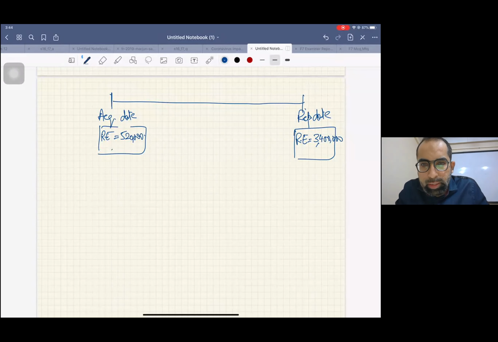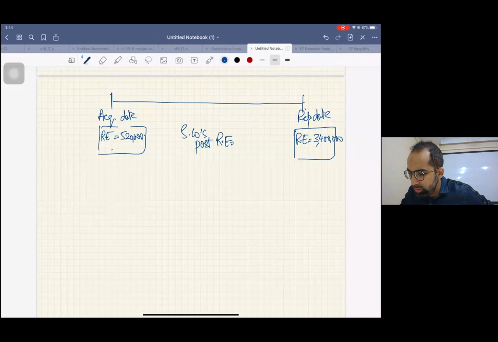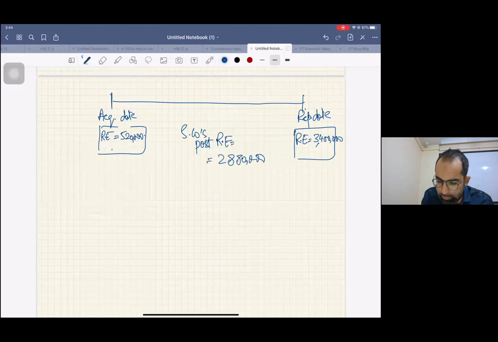Can anybody tell me what is S company's post retained earning? Take the difference. 3400 minus 520 is how much? It's 2880. Okay, thank you. You guys also help me so that I don't need to use the calculator anymore. This is your post retained earning.